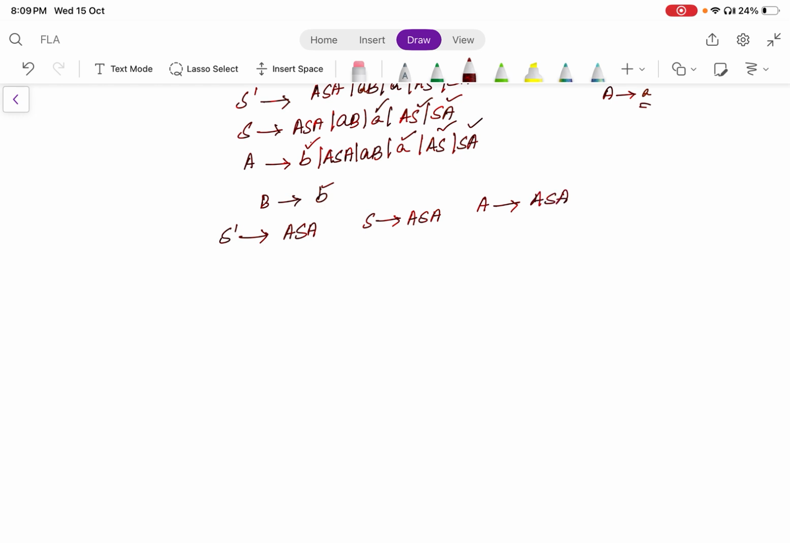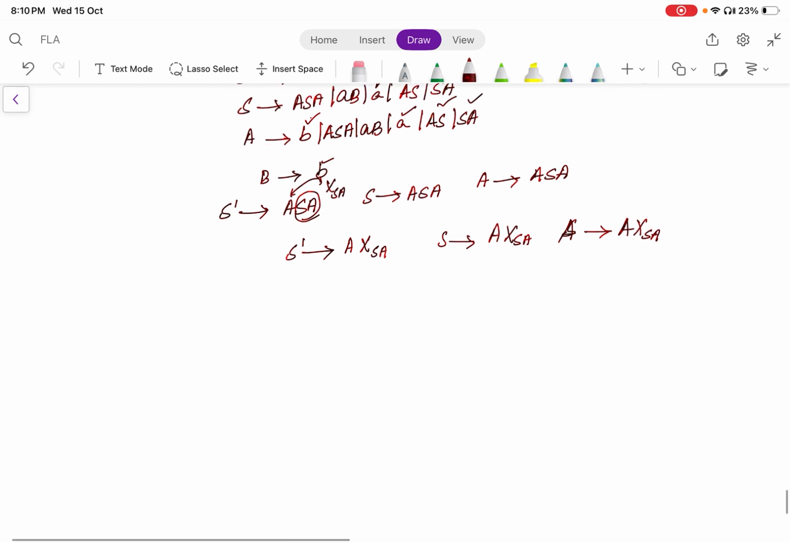So you replace one of these two with a capital letter, say capital SA. Then that will become CNF, right? So I am replacing SA with XSA. That will give you S tends to A XSA. A tends to A XSA.